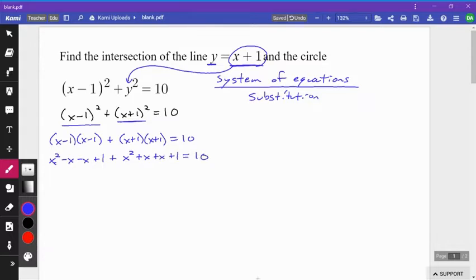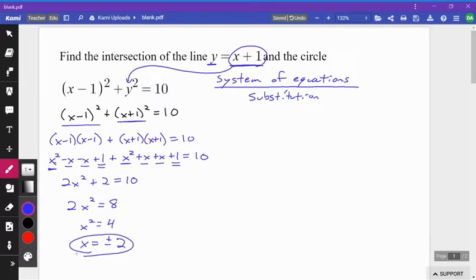Combining like terms, x squared plus x squared is a 2x squared. The minus 2x and plus 2x are going to cancel out. And now I have left on this side a plus 2 equals 10. Solving it out, I get 2x squared is going to equal 8. x squared is going to equal 4. So x is going to equal 2, and what a lot of kids forget is plus or minus 2. So what this tells me is that there are 2 solutions.